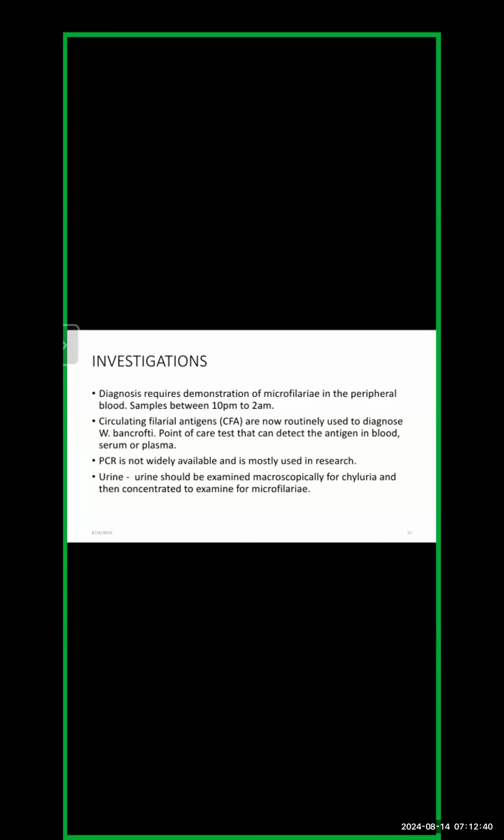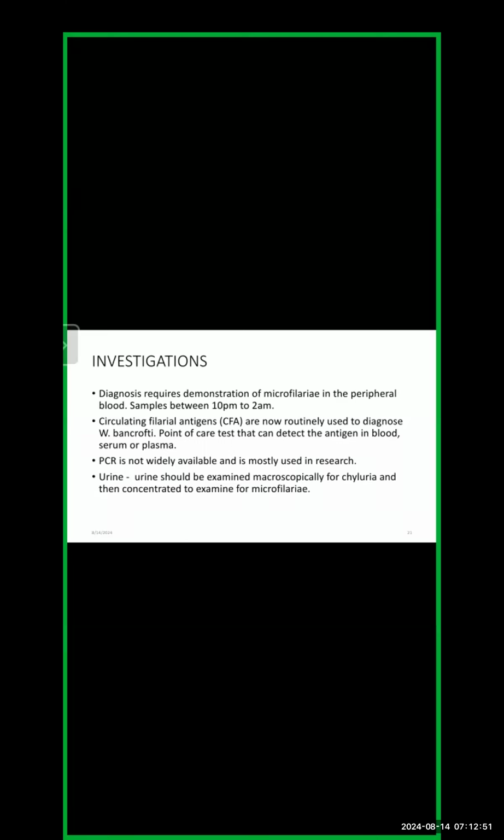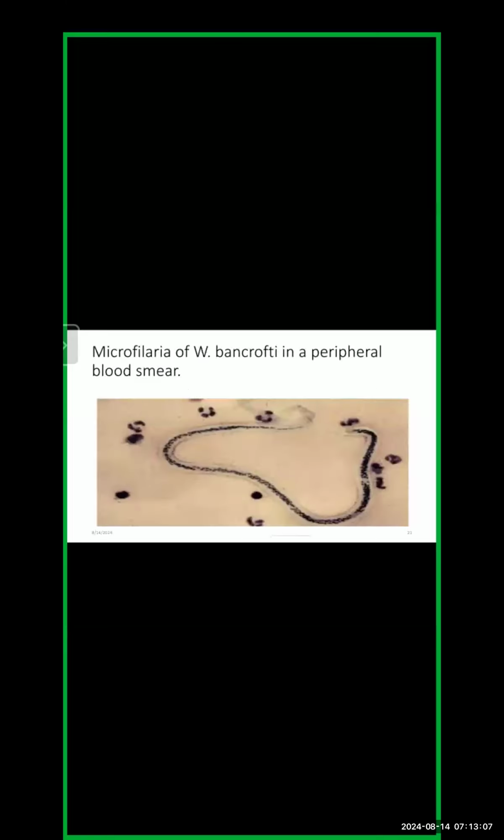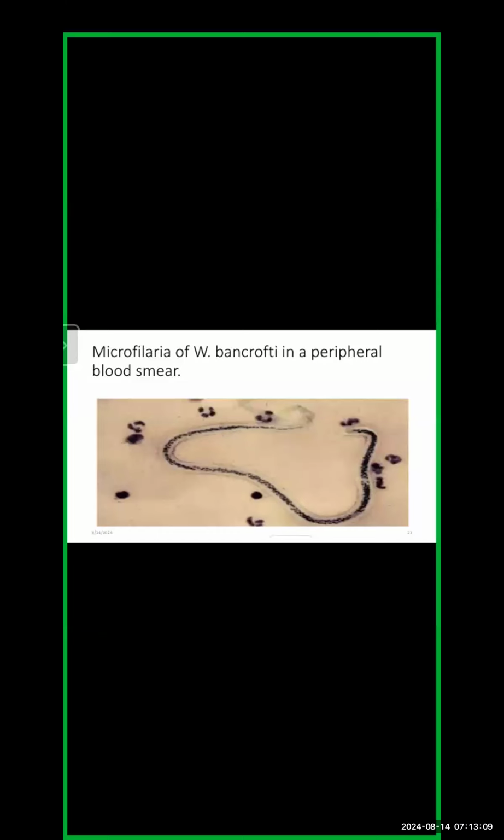So for other investigations, the blood is taken from 10 p.m. to 2 a.m. and you can check for the circulating filarial antigens to diagnose Wuchereria bancrofti, which can be done as point of care tests. PCR is like the gold standard, but mostly used in research. Urine can also be checked microscopically for chyluria and also the microfilaria in the urine. And this is just the worm in the peripheral blood smear.